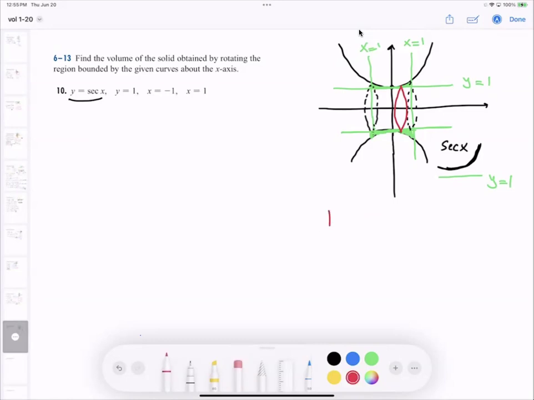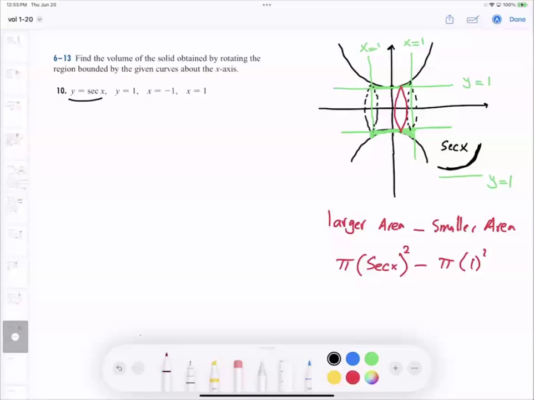Larger area minus smaller area. For the larger area, r is located on secant x. So you get pi r squared, which is secant of x to the second power. And for the smaller area, it is located on y equals 1. So you get pi times 1 squared. Very good.